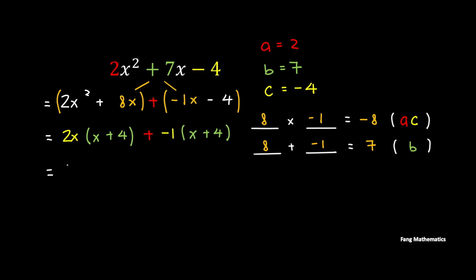We are now to apply the distributive property, where you have x plus 4 in common, and then you are to use another parenthesis to put 2x and -1. Don't forget your plus sign. And if you look at this, plus minus will ultimately turn to minus. We are to simplify that, 2x minus 1.